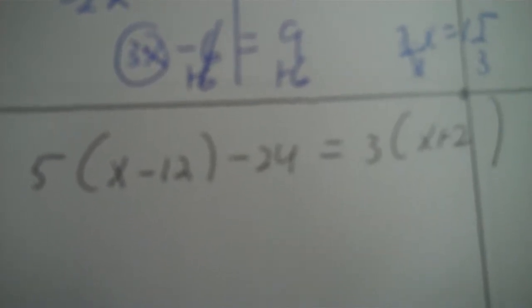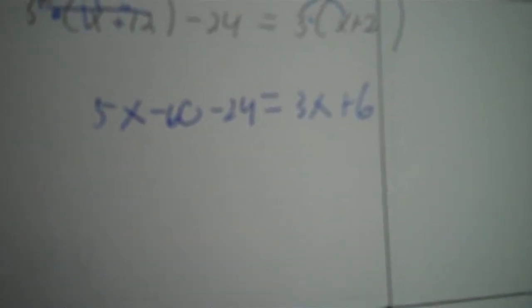Got to concentrate here. Okay, 5 times the quantity x minus 12, end quantity, and then minus 24 equals 3 times the quantity x plus 2. Okay, so obviously you have to apply the distributive property. So 5 times x, or 1x, it's 5x. 5 times negative 12 is negative 60, so you can write minus 60 or plus negative 60. Now we still have minus 24. And over here, 3 times x is 3x, and 3 times 2 is 6.